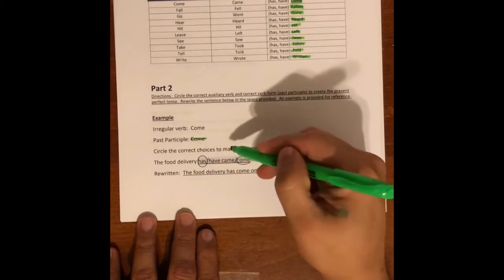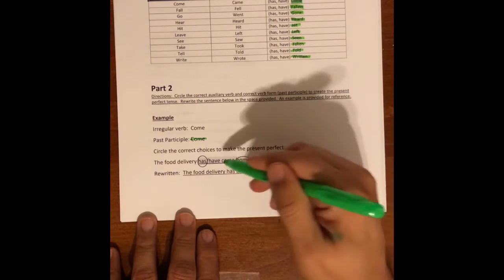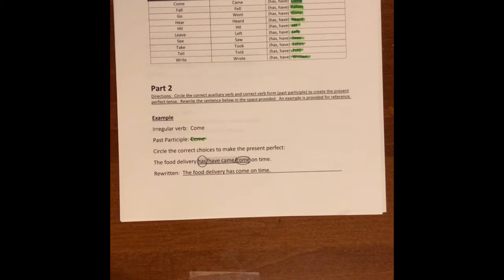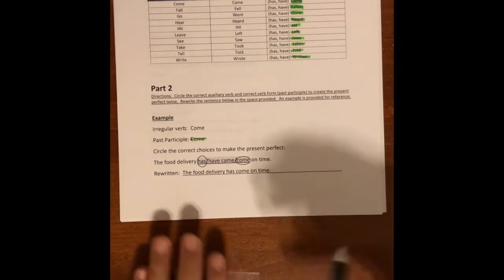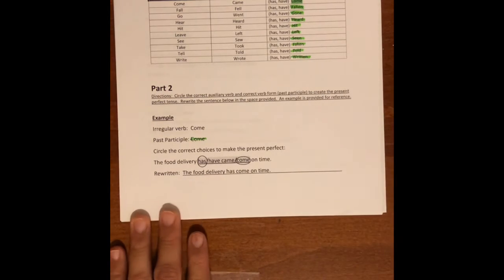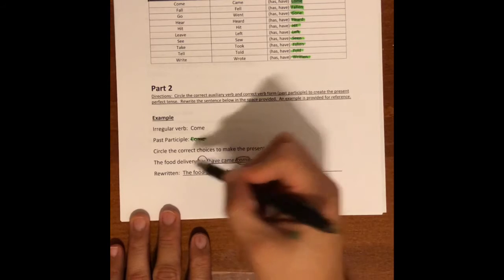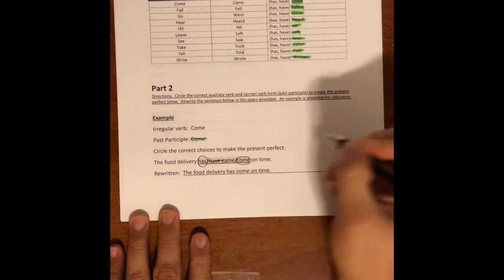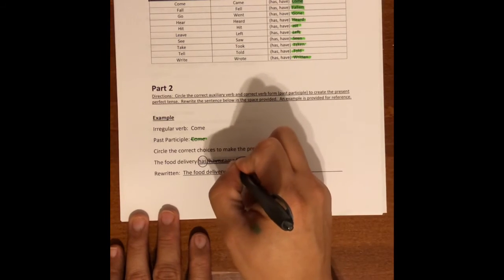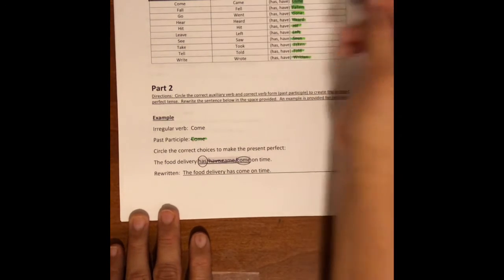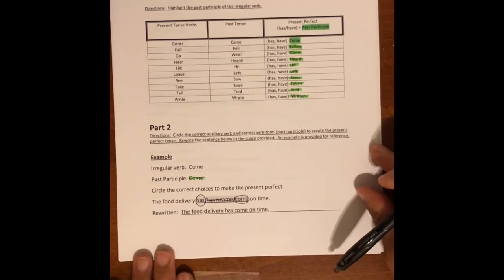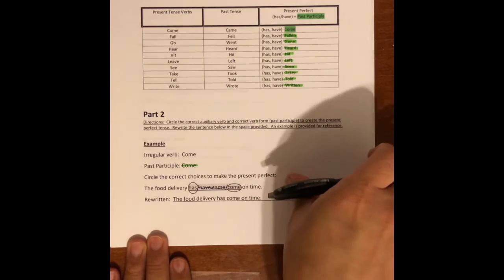Now we're going to circle the correct choices, and we're going to make the present perfect. Here's our sentence. The food delivery has or have came or come on time. Now the reason why has is circled is because we have a 3rd person singular subject. So it's has, not have, okay? And then it's also not came, because that's the past tense. And we need the past participle, come. So it's come. And then we just rewrite it down right there. The food delivery has come on time.